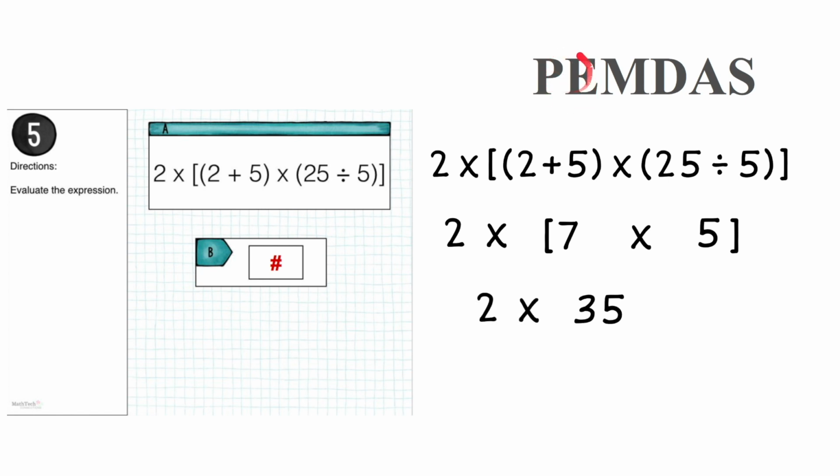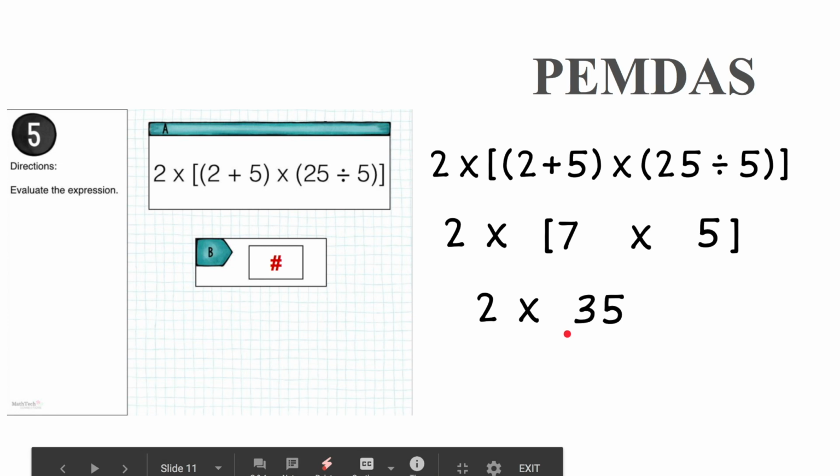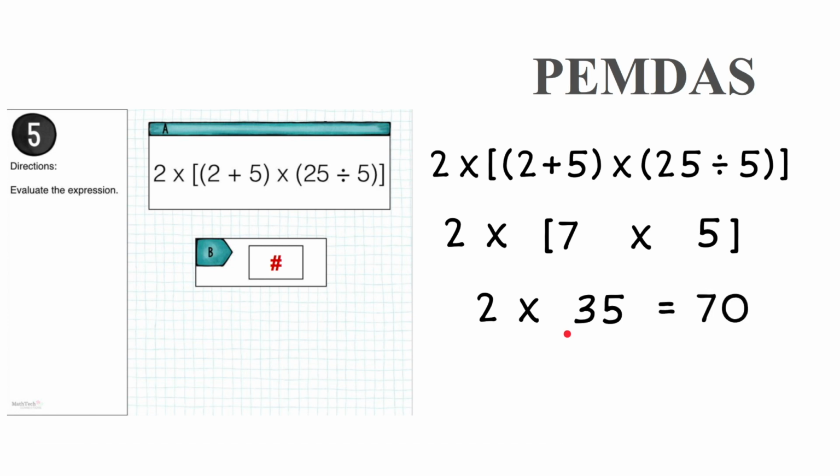Now I see I do not have any exponents, so I can cross that out. I do have multiply or divide, so I go left to right. I see I only have multiplication left, so I'm going to do 35 times 2 equals 70. And my value of that expression is 70.